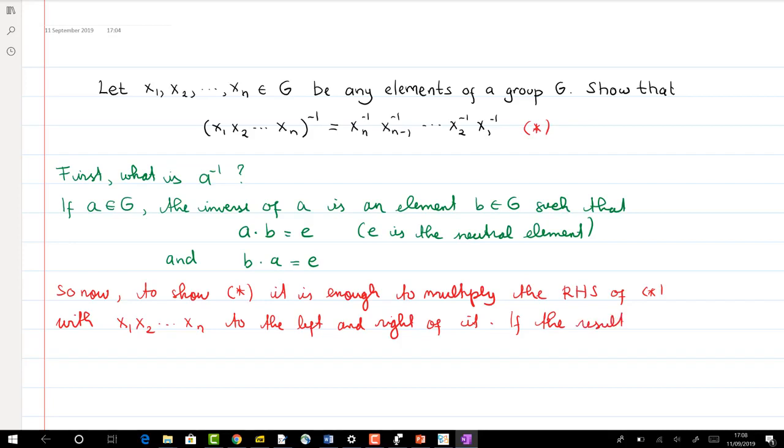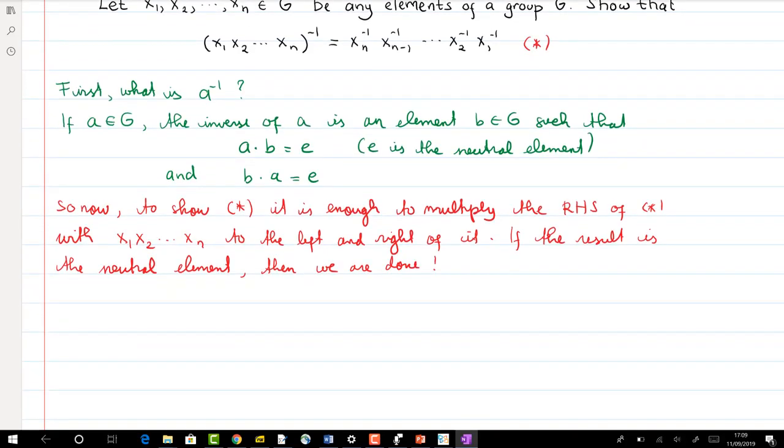What you will see later is an argument that can be argued more formally using induction. But just for the idea, I think the following argument is good enough. So now let's take the right hand side of the star equation, which is xn inverse up to x1 inverse, and then multiply to the product of x1 up to xn.